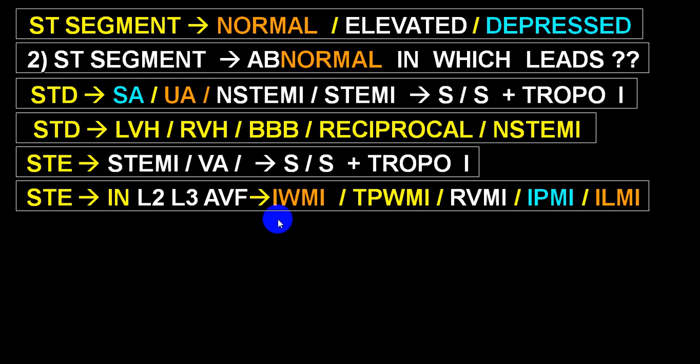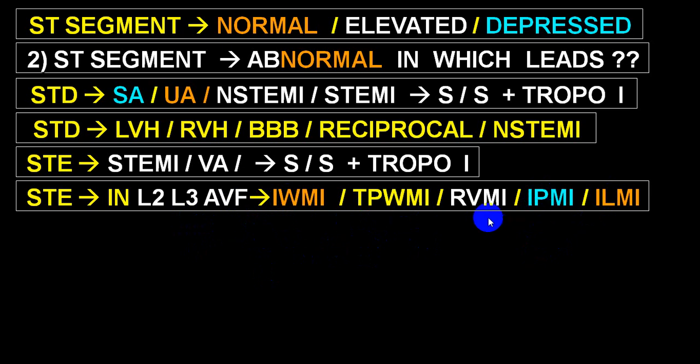But if you come across ST depression in lead 1, V1, V2, V3, and you have ST elevation in lead 2, lead 3, aVF, it confirms that there is inferior wall plus posterior wall involvement. Then we call it inferoposterior wall MI. And if you get L2, L3, aVF changes plus changes in lead 1, aVL, V5, V6, it will be inferolateral.